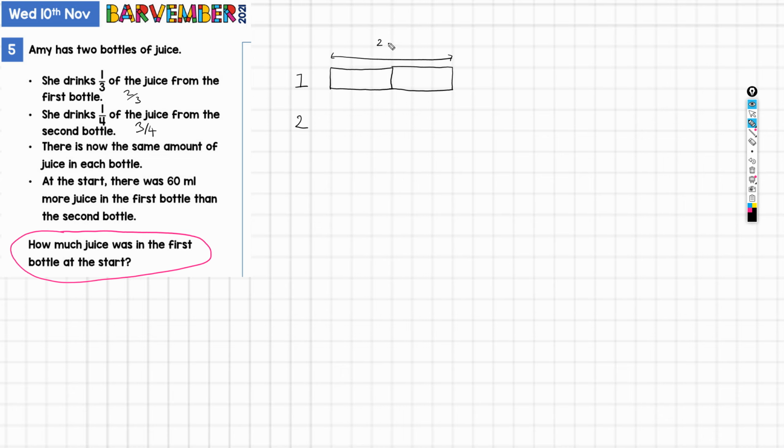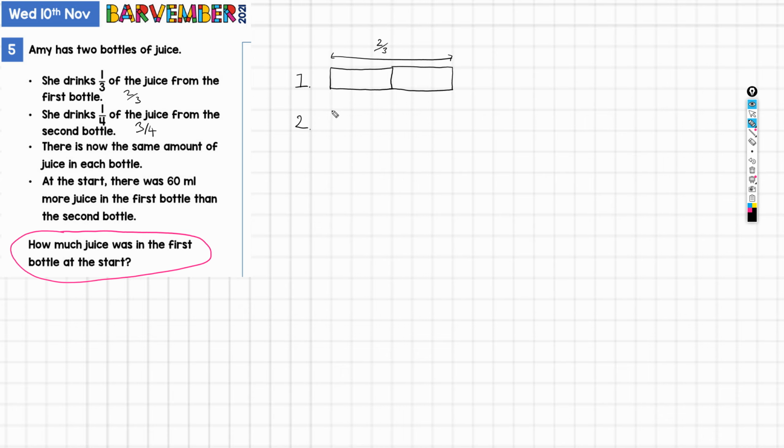Actually, I don't know why I did that, but anyway. So that's the 2/3 of the first bottle, and she drinks 1/4 of the juice from the second bottle. And then this is a really important bit of information. There is now the same amount of juice in each bottle.